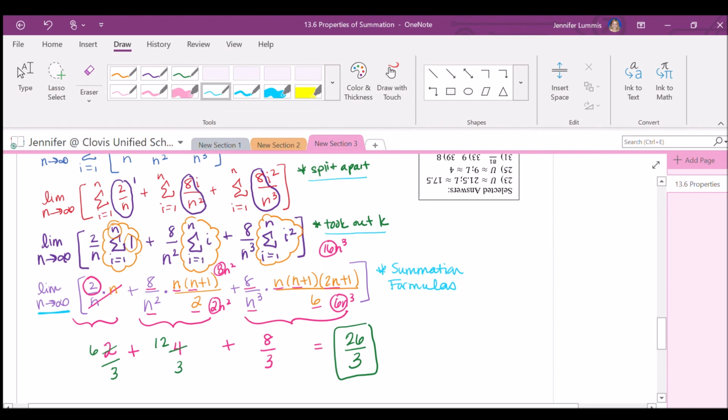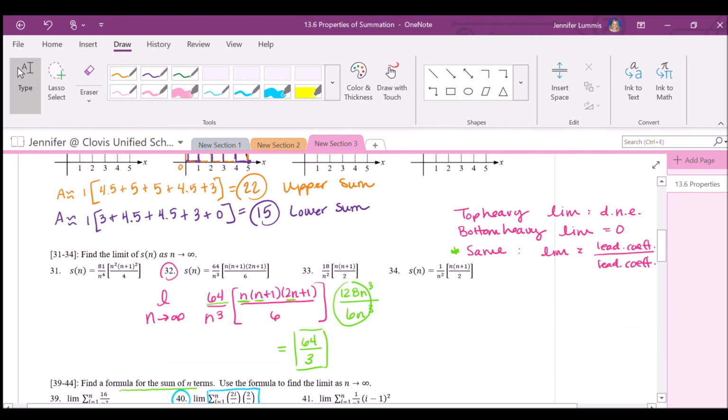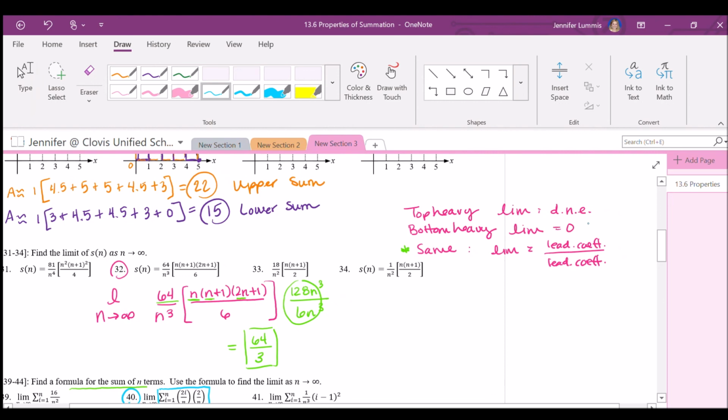All right. After that, we just used limit properties to add up the values. You should know that in problems like this, it is possible that you might get a bottom-heavy limit, and one of the limits might then give a value of 0, but you shouldn't reach a point where any limit is top-heavy. So you shouldn't be seeing this and giving an answer of does not exist.